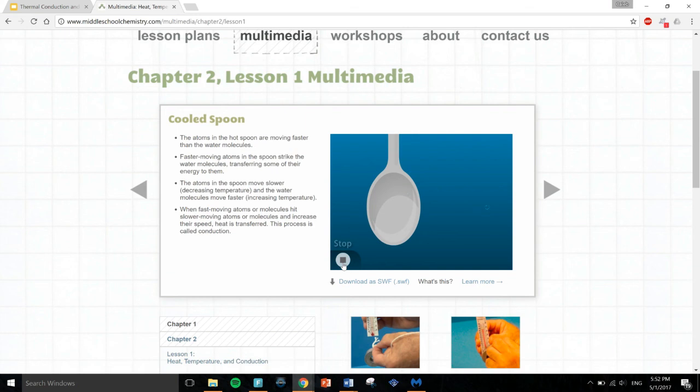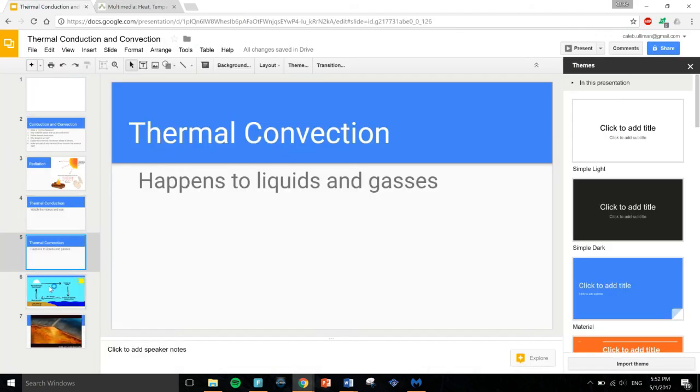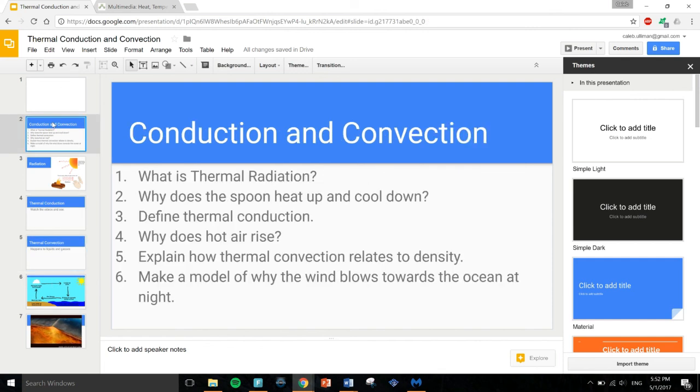This happens in gases and liquids. And then our example with the spoon, that is what happens with solids. All right. So hopefully now you can answer all of the questions.